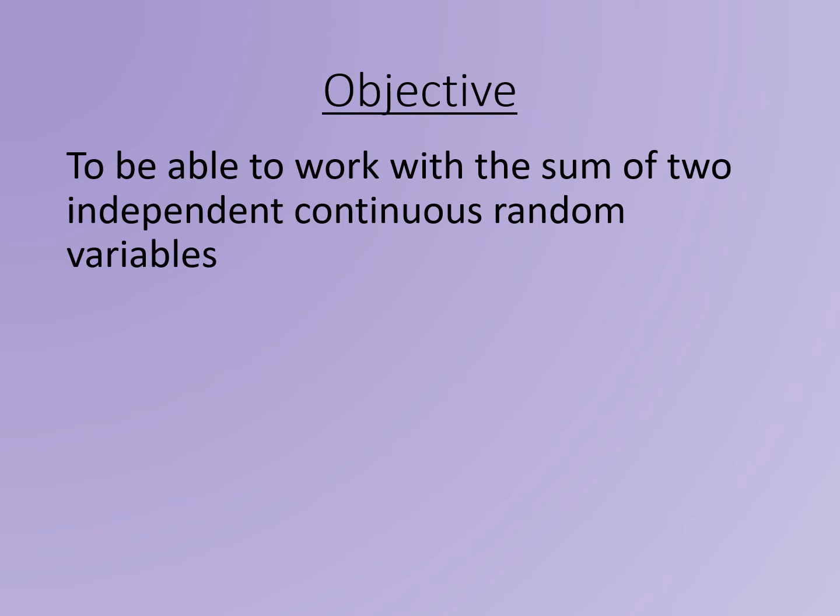In this section, we are going to consider the sum of two independent continuous random variables and how this affects the expected value and the variance.